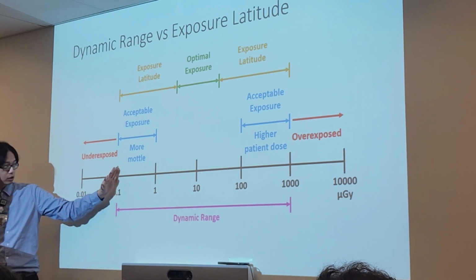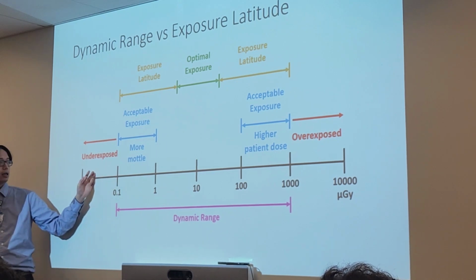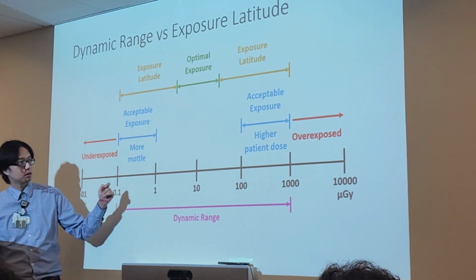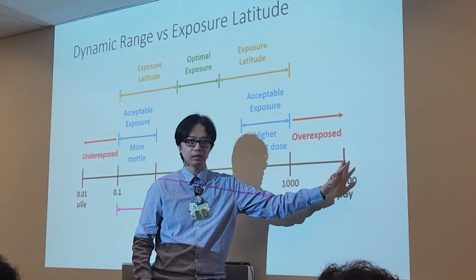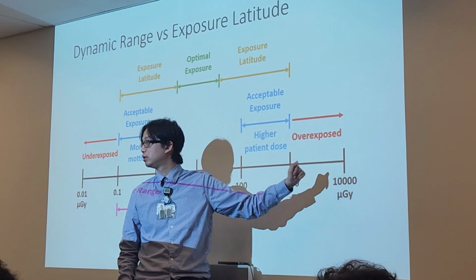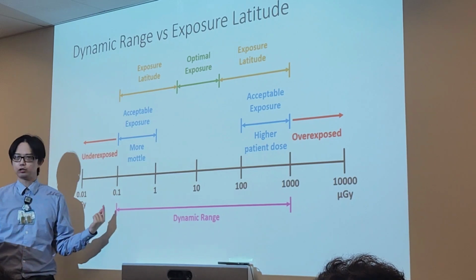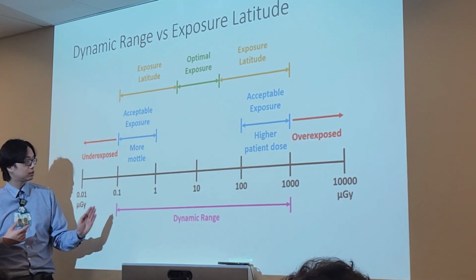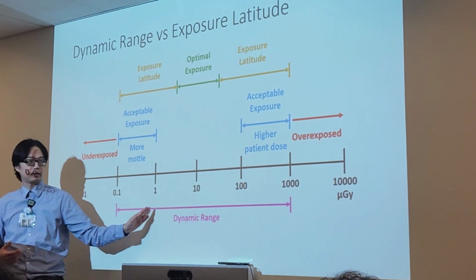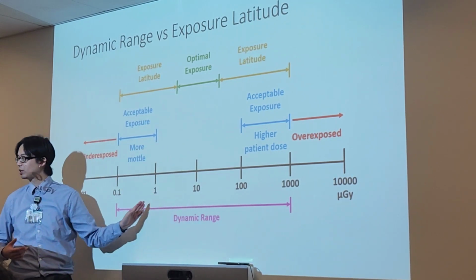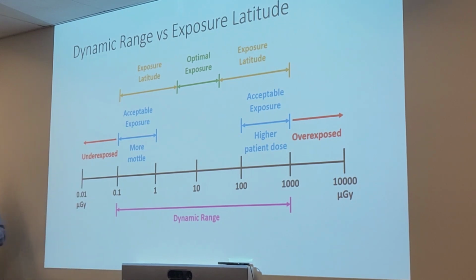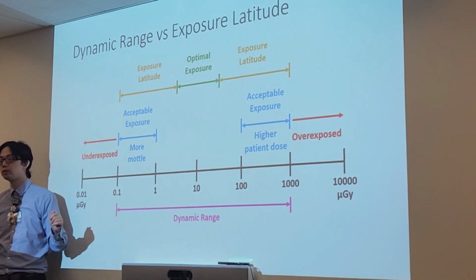Now, if the exposures are too low, that is underexposure. I get that quantum mottle, right? If it's over here too high, I have saturation and I have too much dose to the patient, right? So the range at which we can detect X-rays should lie somewhere within this dynamic range. Does that make sense? So our goal is for all the X-rays in our image to fall somewhere in here.